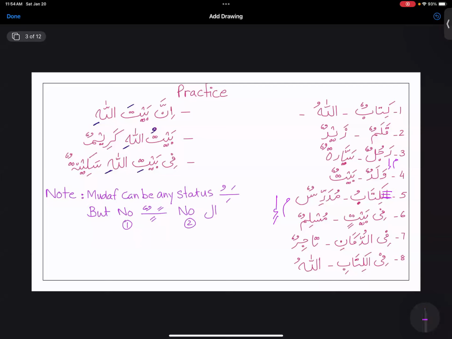Tajirin. Translation: in the shop of the merchant. So what changes are we making here? We are removing the Alif Lam, right? Yes. So we are going to say fi dukani tajirun. Even we can say attajiri. If we want to make it proper, we can say attajiri.